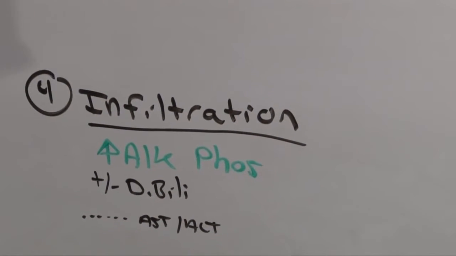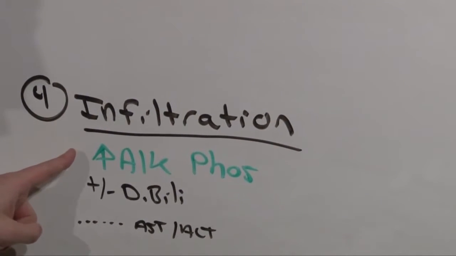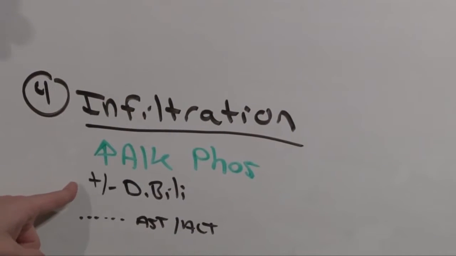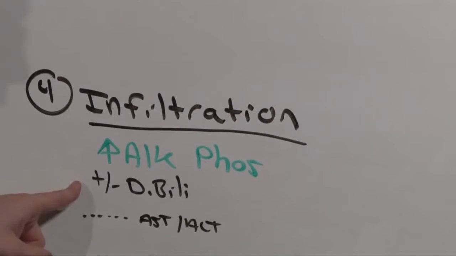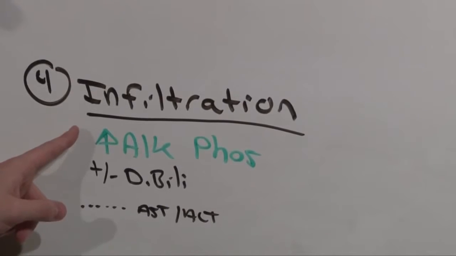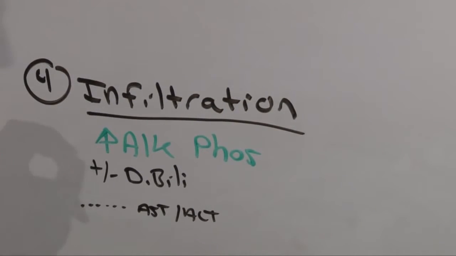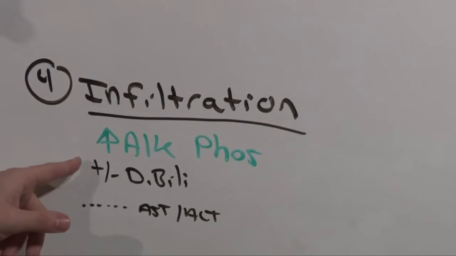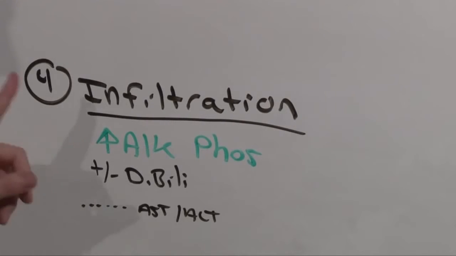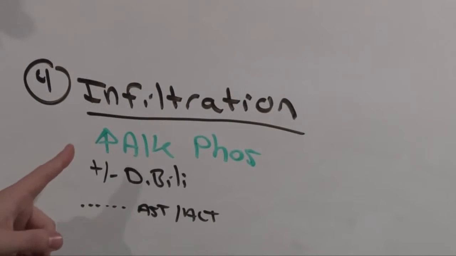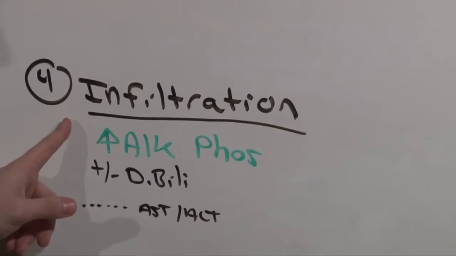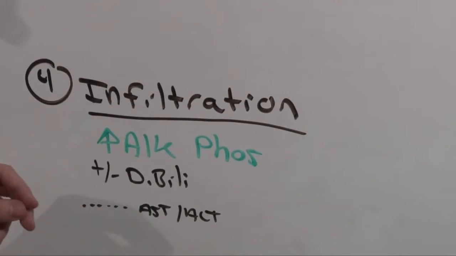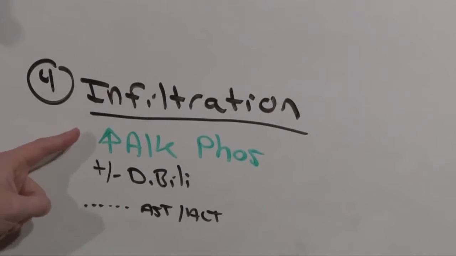But if you see an alk phos that is much more elevated than the D-bili is, that is, you're thinking, well, you know, I know that an elevation of alk phos and D-bili together mean obstructive pattern, but the alk phos is much higher and the GGT is also high because it is biliary. Think infiltrative.